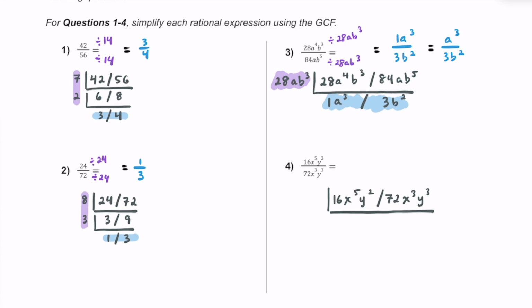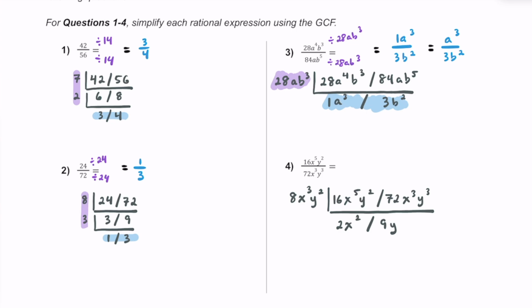All right, so between 16 and 72, I think we could maybe go with 8 here. I think 8 would probably be the biggest number that goes into both of them. So I'm going to go with 8, but if you need to start with a smaller number, that's fine. Looking at x to the fifth and x to the third, they have three x's multiplied together in common. And then when we look at the y squared and y to the third, they both have two of these y's multiplied together. So I believe I got the GCF right there. We're going to be left with 2x to the second power. And we're going to be left with, I think it's just going to be 9y, if I'm not mistaken here. Looks like everything else is going to be pulled out.